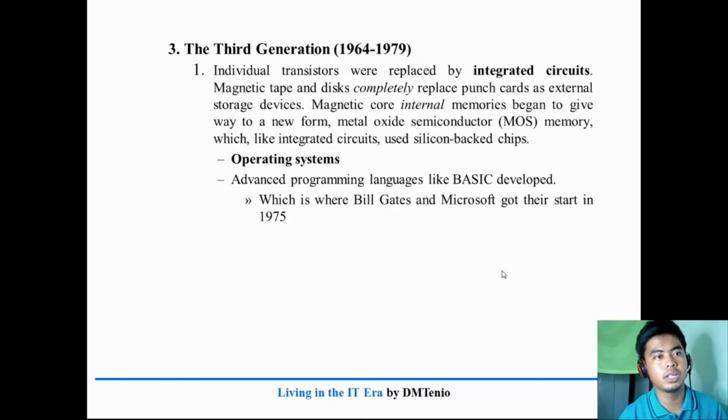Then the third generation is the IC or integrated circuit. Individual transistors were replaced by integrated circuits. Magnetic tape and disk completely replaced punch cards and external storage devices. So our punch cards were completely wiped out. Magnetic core internal memories began to give way to a new form, metal oxide semiconductors or MOS memory, which, like integrated circuits, use silicon chips. Operating systems and advanced programming languages like Basic were developed, which is where Bill Gates and Microsoft got their start in 1975.